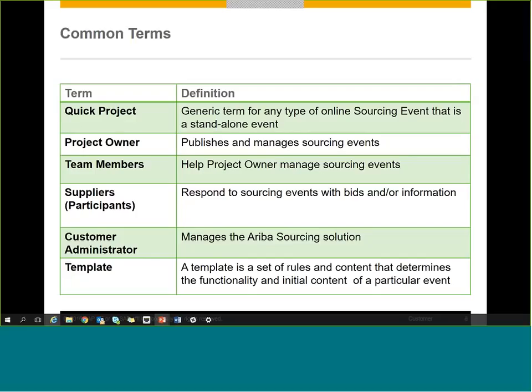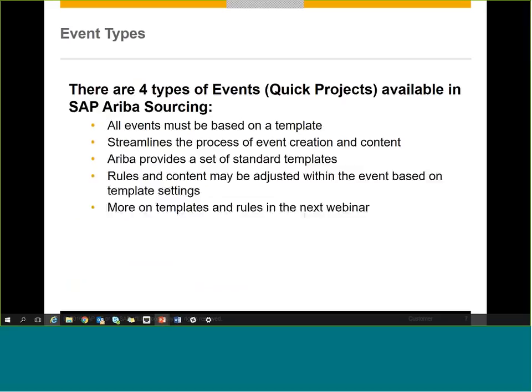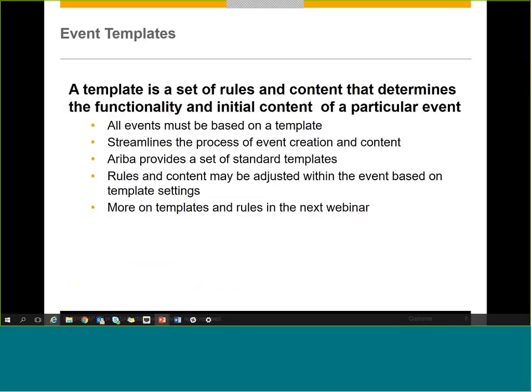And then lastly, one of the most important terms is template. A template is a set of rules and content that determines the functionality and initial content of a particular event. And because of templates, we have event types. And there are 4 types of events, or quick projects as we learned, available in SAP Ariba Sourcing, and those are requests for information, request for proposal, auctions, and forward auctions. So because of templates, we have 4 different types of events, and the templates control how these events are going to work. So a little bit more about event templates.